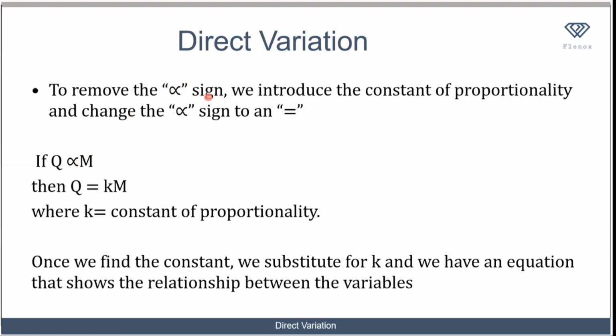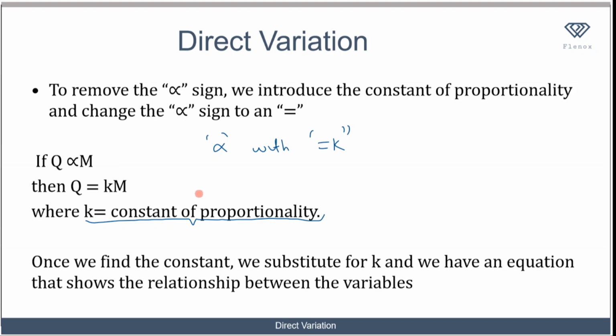To remove the proportionality sign, we introduce the constant of proportionality and change the proportionality sign to an equals sign. So what do I mean? That means we replace the proportionality sign with an equals sign and a constant of proportionality. So in this case, Q proportional to M is changed to Q equals KM, where K is a constant of proportionality. So this is how we transform the proportionality sign to an equals sign: we write an equals sign and we include a constant of proportionality.